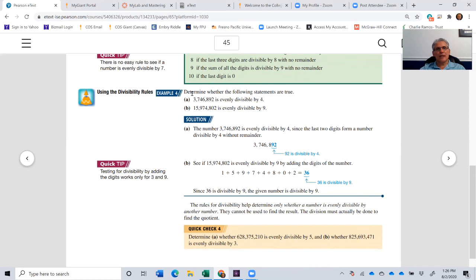So let's go ahead and look at A. Determine whether the following statement is true. 3,746,892 is evenly divisible by 4. Go ahead and look, see if you can figure that out, and then come back.